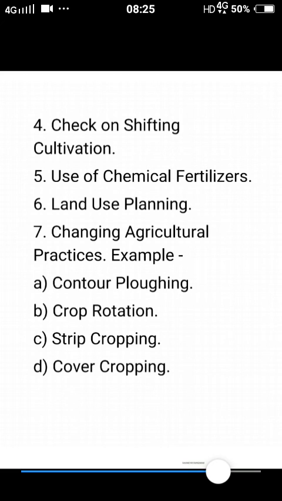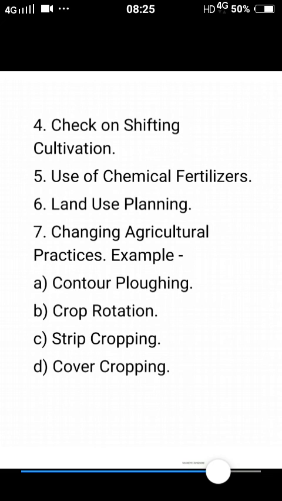Now, strip cropping. Crops should be grown in alternate strips. They should be parallel to one another. The various crops ripen at different times of the year and are harvested at intervals. Thus, the entire area will not be left exposed at any time.